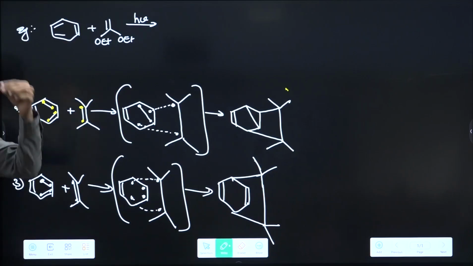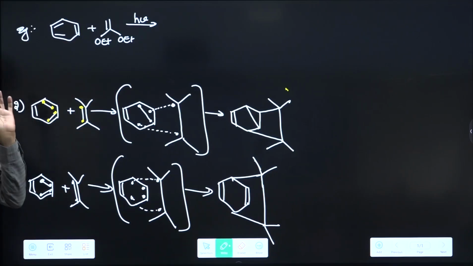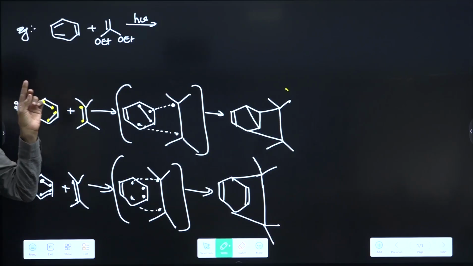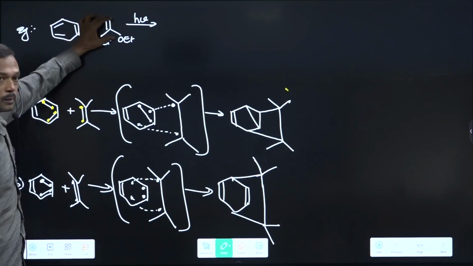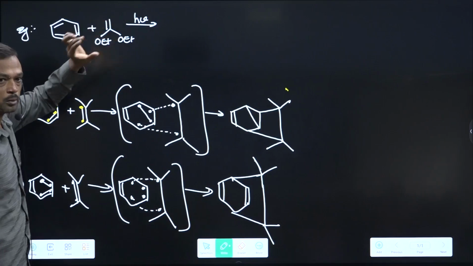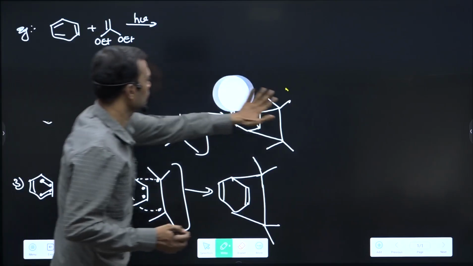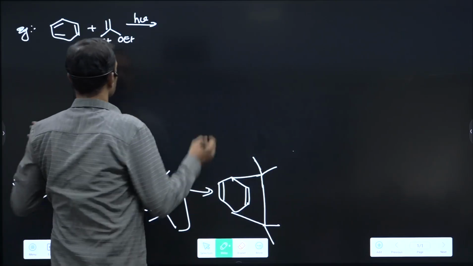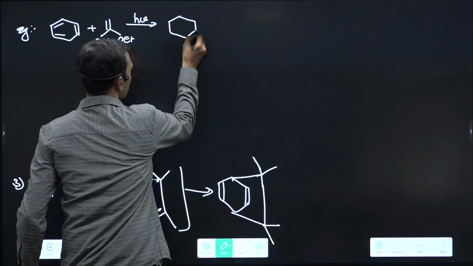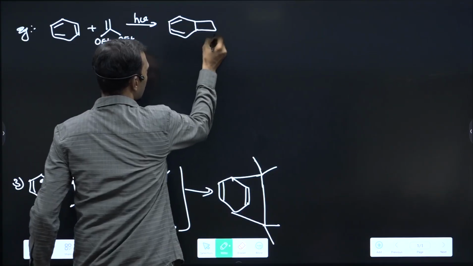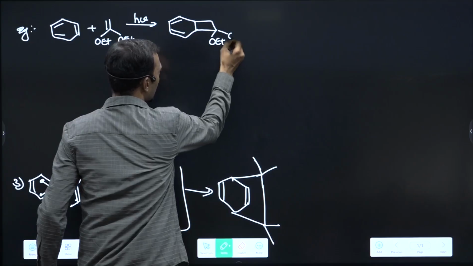If a triple bond is given, blindly go for 1,2 only. When a double bond is given, 3 products are possible, but ortho is major. When a triple bond is given, only ortho is major. So what is your answer? Can I write like this? Here I am writing OET and here also OET.